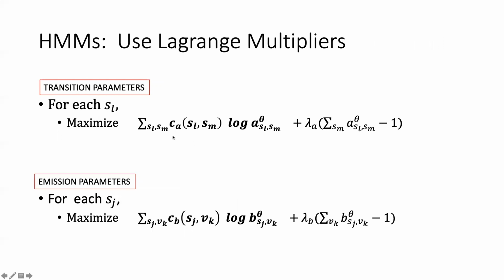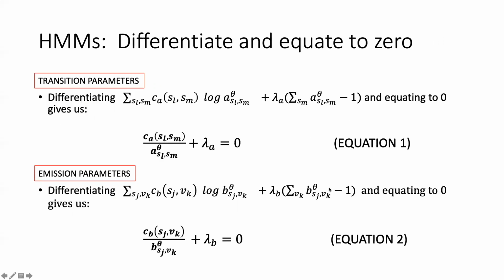So using the Lagrange multipliers, we can introduce the Lagrange variable and try to maximize this particular objective function for transition parameters, and the corresponding expression for the emission parameters is this one. So the parameters of A's and B's can be obtained by differentiating and equating these objective functions to 0. Differentiating the terms and equating to 0 will give us this one.